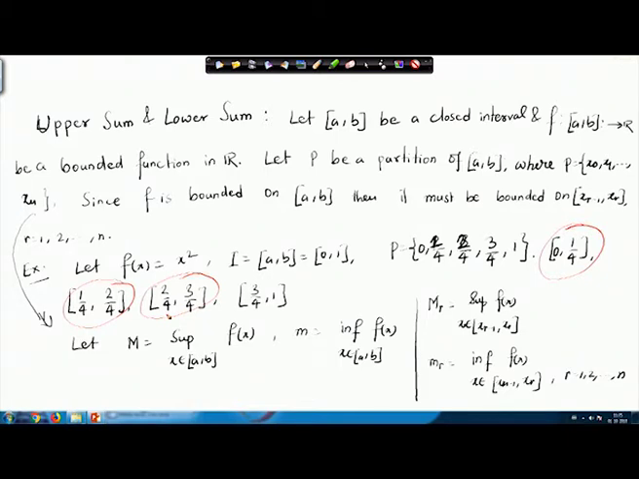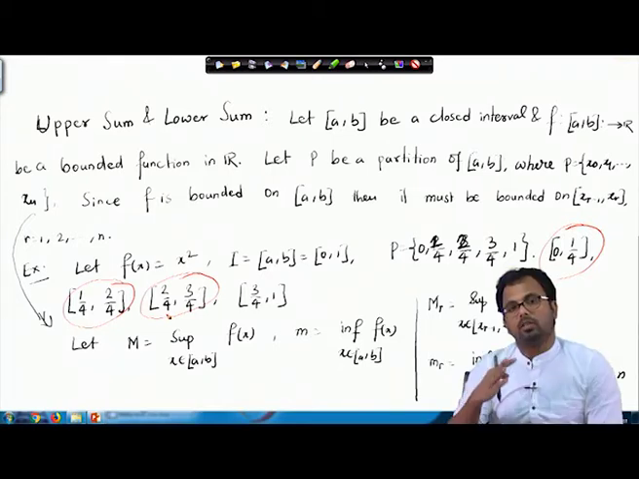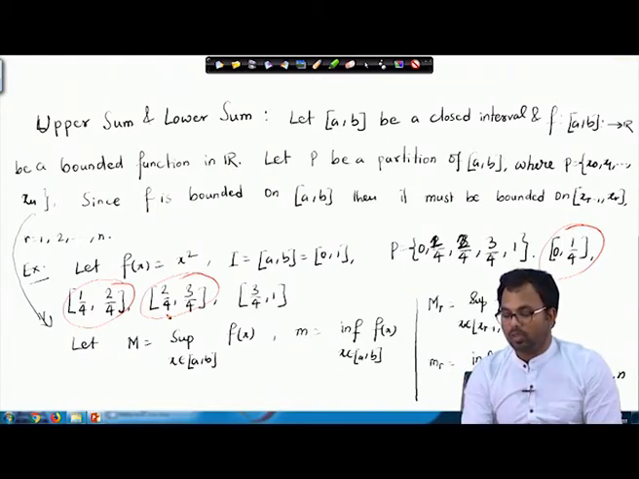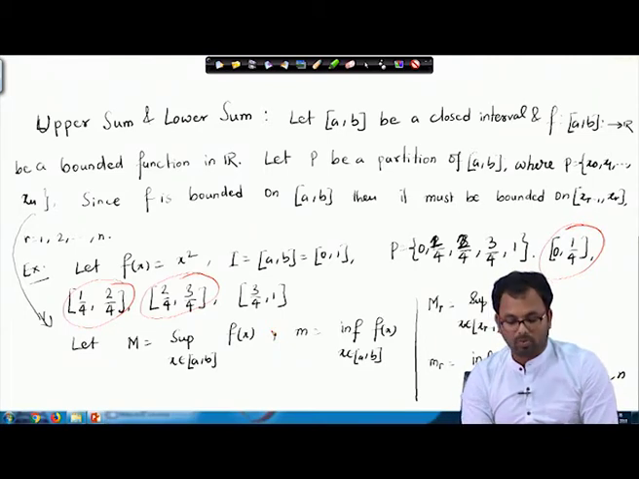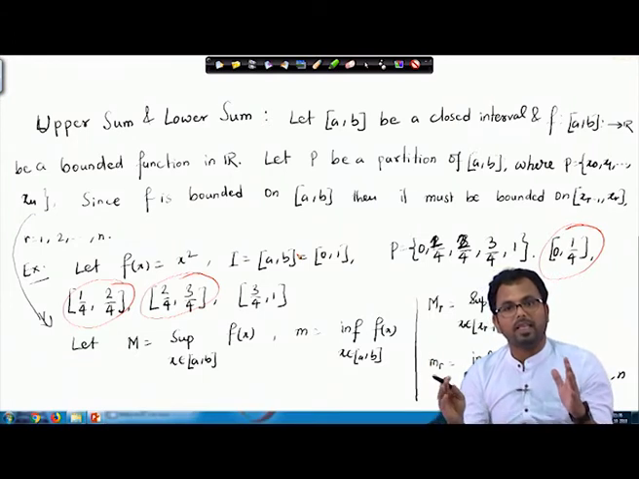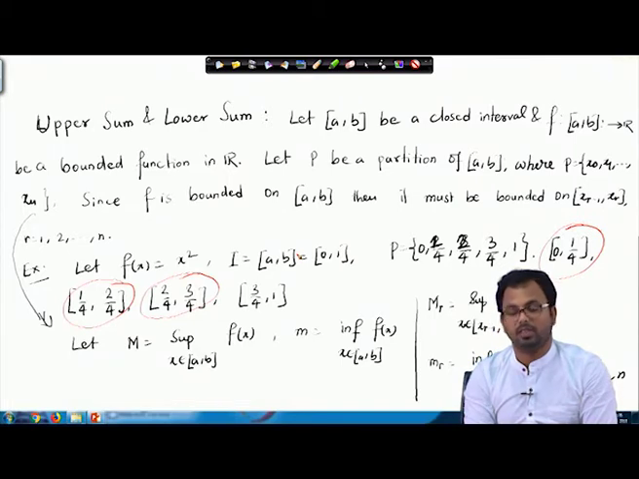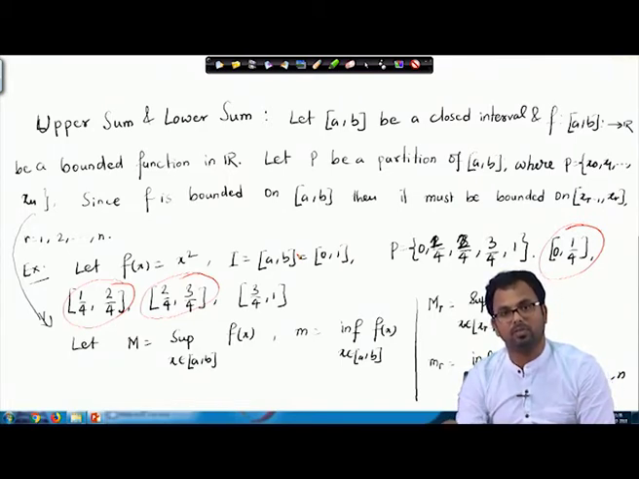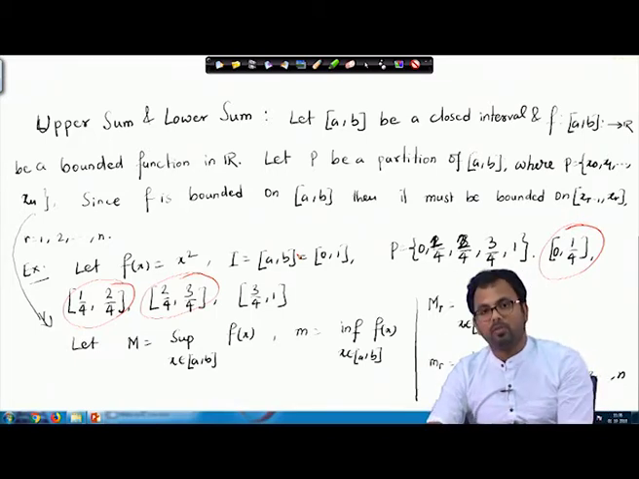So, that means the lower bound on this whole interval 0 comma 1 will be less than or equal to the lower bound on all these subintervals. Does that make sense? So, the lower bound for this whole interval 0 comma 1 is equal to the lower bound on the first subinterval, because the lower bound for the whole interval is 0 and the lower bound for this smaller subinterval 0 comma 1 by 4 is also 0.